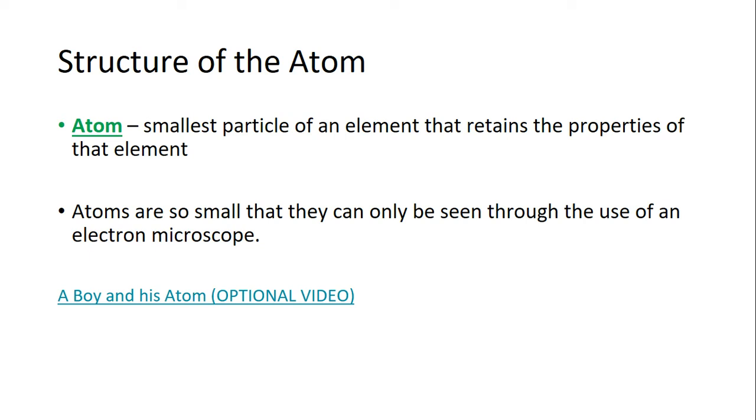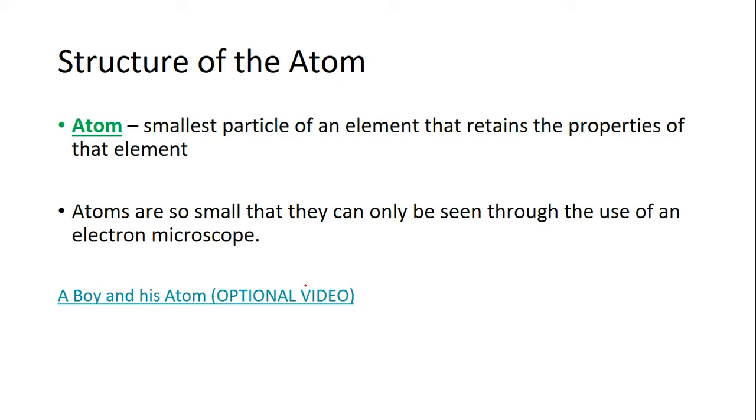Now, the word atom means the smallest particle of an element that retains the properties of that element. What that really means is that when atoms were first discovered or theorized to exist, people said that atoms cannot be divided anymore. And that was disproved because we found subatomic particles. So we had to find a new definition for an atom. Right now, we are saying that it's the smallest particle of an element, which is a pure substance found in our universe, that retains all of the properties of that particular element.